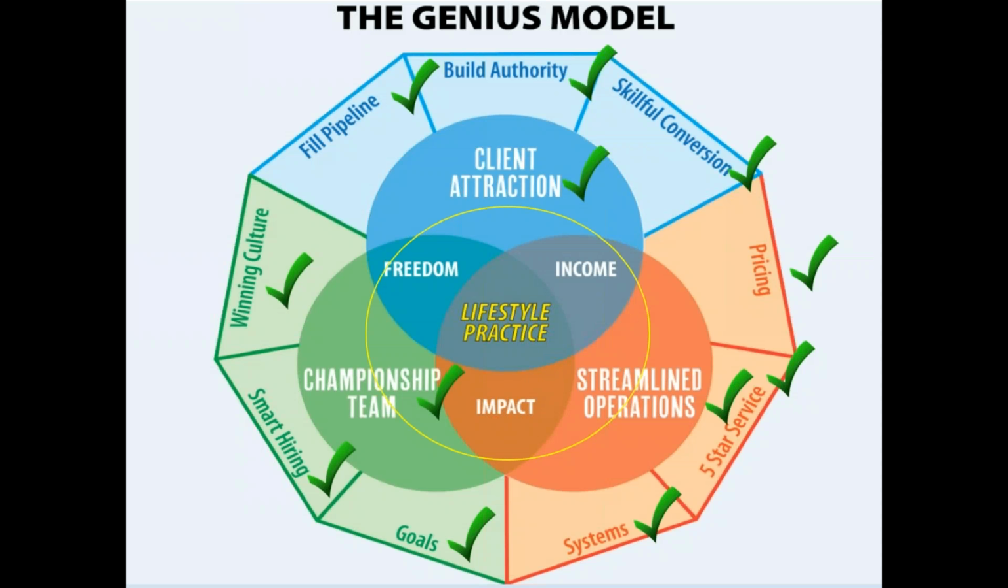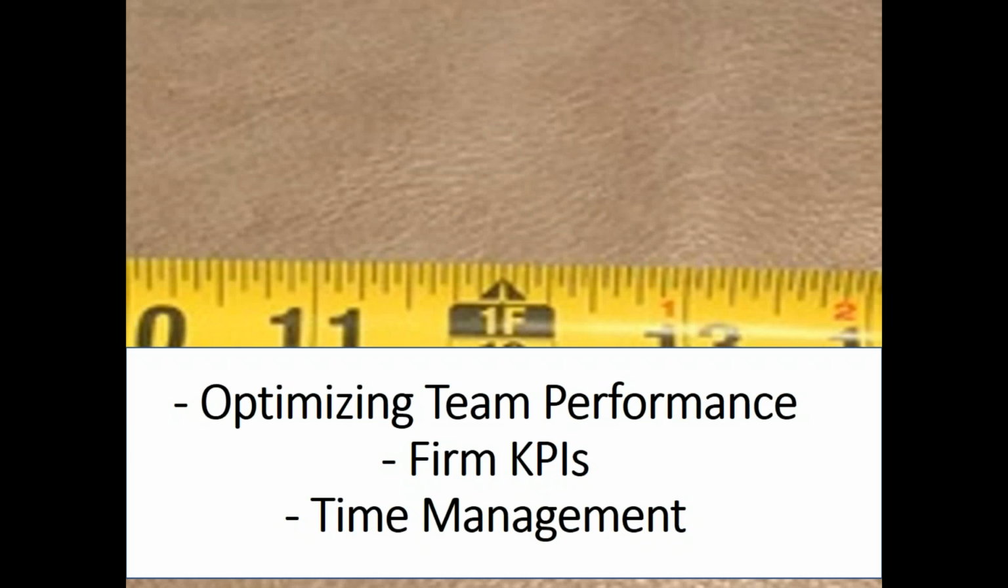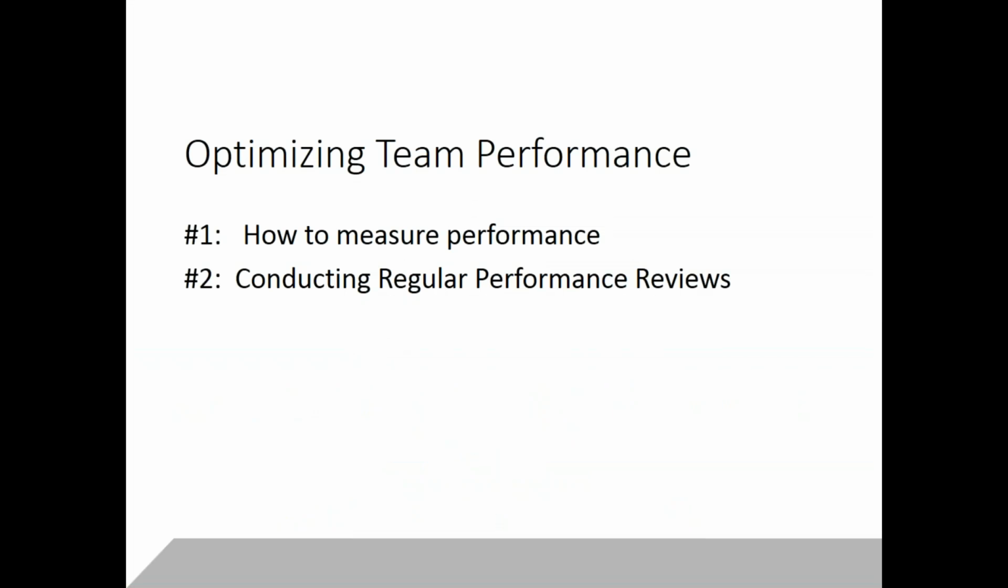If you remember the Genius model we've been following all along, the three different areas: client attraction, championship team, streamline operation. And this is along the lines of measurement. So measuring the success, the progress that you're making. It doesn't really make its way into the Genius model per se, but it's a way to measure how well you're doing on your journey in creating your lifestyle practice. All right, so as I said, three areas we'll talk about. First is team performance, second is firm performance, and third is time management. Optimizing team performance, how to measure performance, and then conducting regular performance reviews.